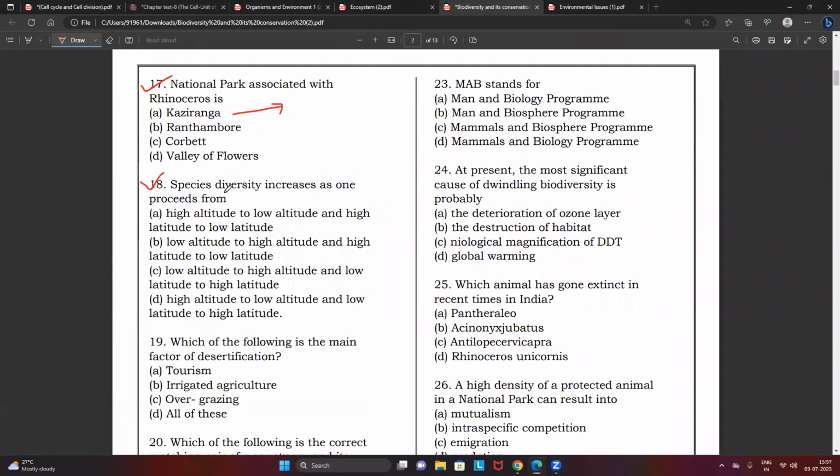Question number 18. Species diversity increases as one proceeds from... Think about it. Don't give me a random answer. They're asking about species diversity. What is diversity? Variety of species. When will it increase? Very simple. I'm telling all of you, right? Think about it correctly. You're not getting the question correctly. Friends, please look into the options. Srinivas, everyone look into the options correctly.